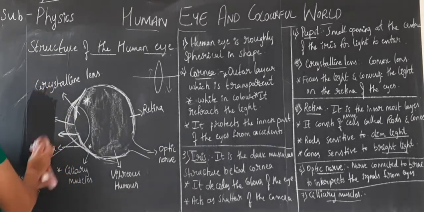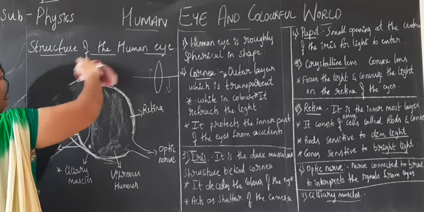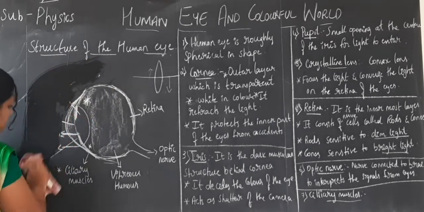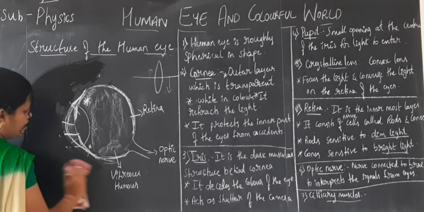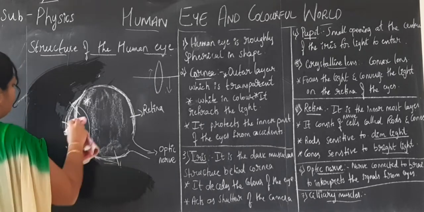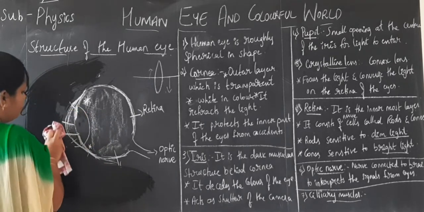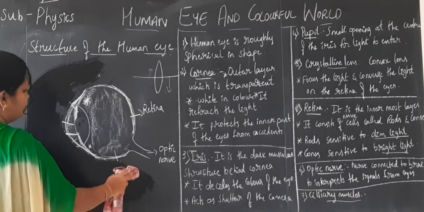I will erase these labelings for now. Again, I cannot draw these eyes, so I will erase it for now, children. Please refer to the textbook. Read the textbook once again. Okay?